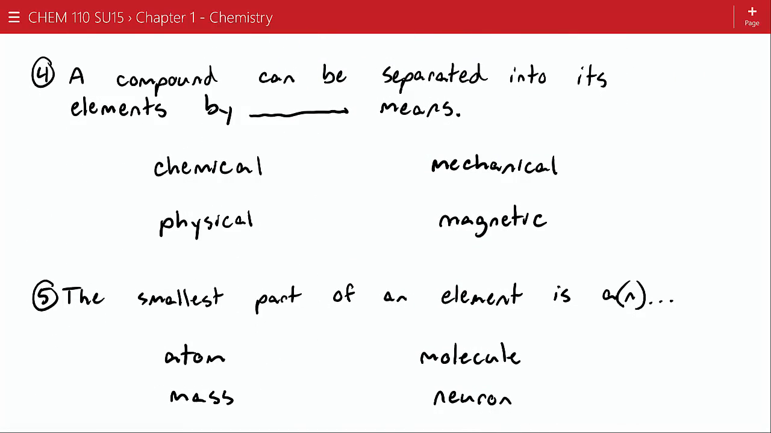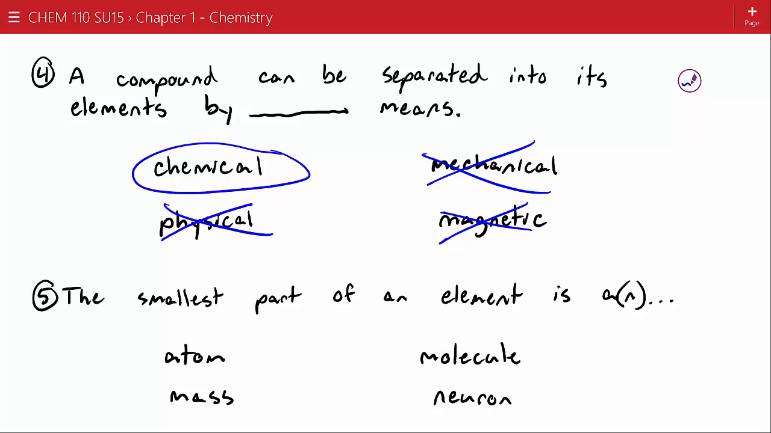All right, a compound can be separated into its elements by what? Can we physically break apart a molecule or a compound? No, we can't take scissors and cut water, right? So it's definitely not going to be physical. Mechanical, can we rip apart water? No. Can we magnetize things and rip them apart and actually break bonds? No, at least not currently. So the correct answer for this one would be chemical. We can chemically break up molecules and compounds, but it's very, very hard to do it using physical means.